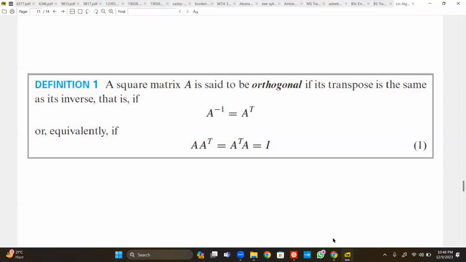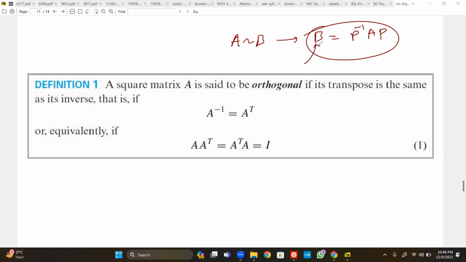In case of diagonalization, we dealt with a concept called similar matrix, right? A is similar to B matrix if we can find a matrix P so that A and B can be related to each other using the help of the matrix P like this. And if B is a diagonal matrix, if there is any P that makes B diagonal, then A is called diagonalizable. And the process of finding the P is called diagonalizing A, or diagonalization of A.